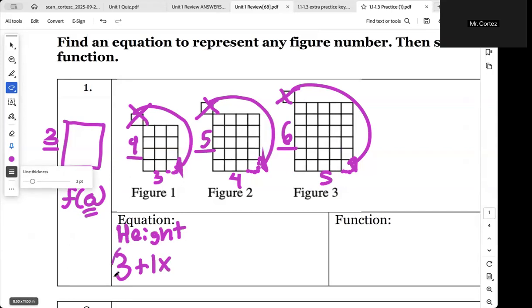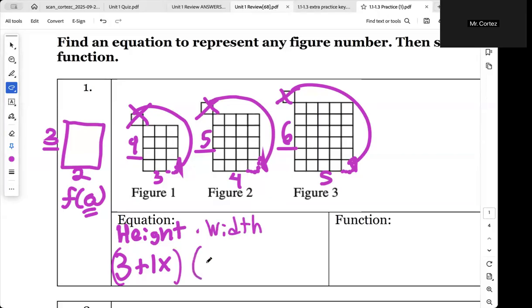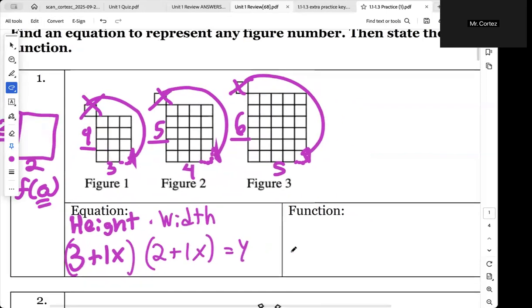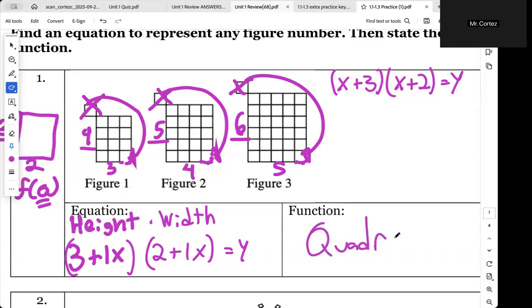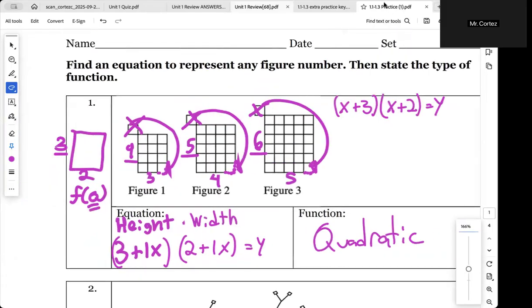Think about that. So that's your height times your width, where what are you starting your width at? Hopefully you said 2. And you just keep adding 1 x times. And this could be cleaned up a little bit. We prefer to just have the x terms first. So you could say this is x plus 3 times x plus 2, and that equals y. And this is definitely quadratic. That's the first quadratic one. We'll see another quadratic one shortly.